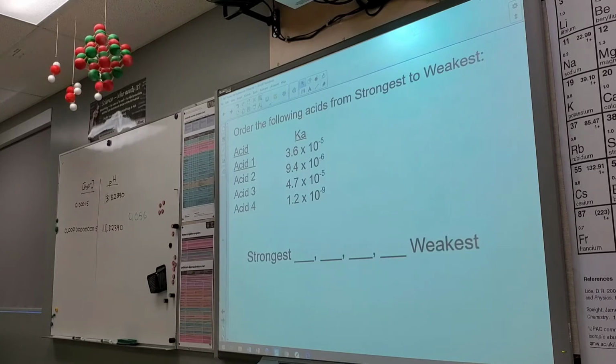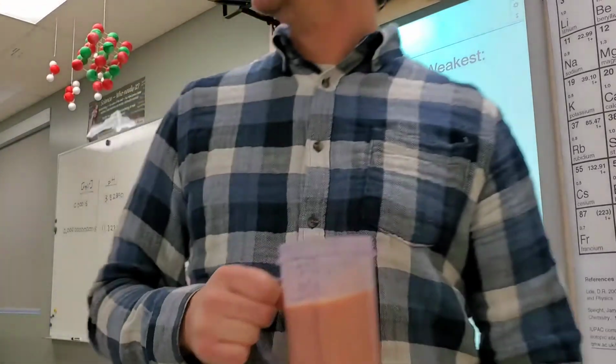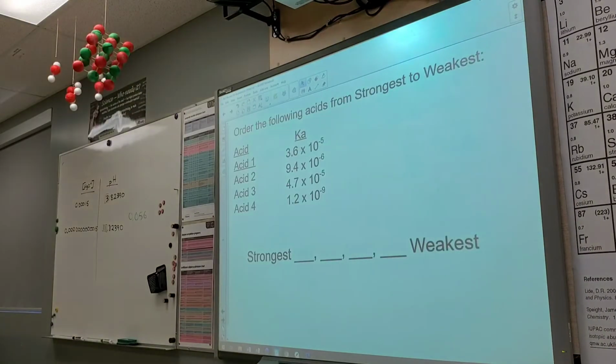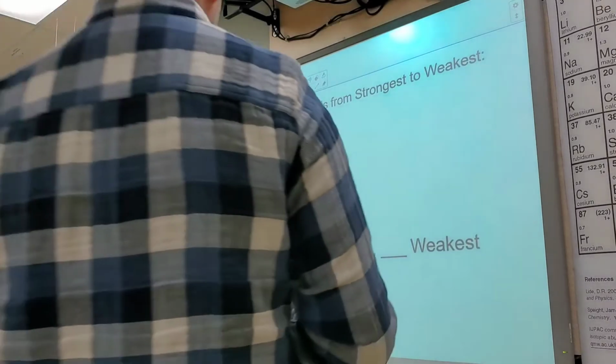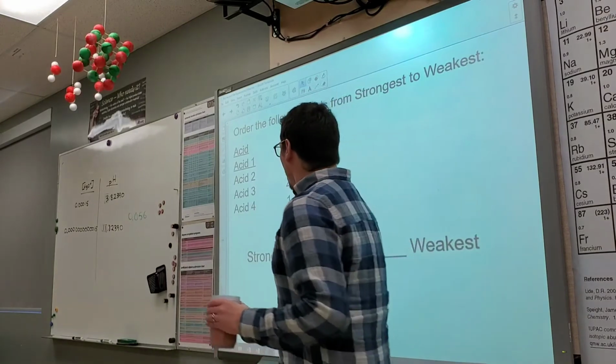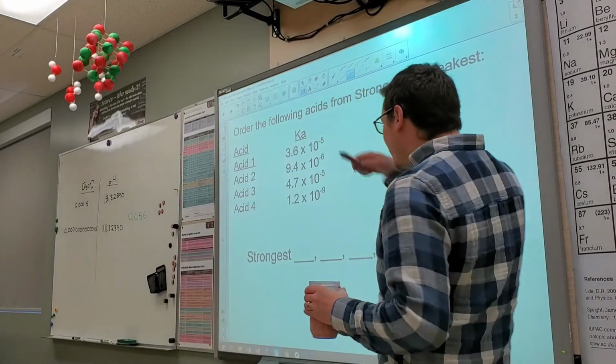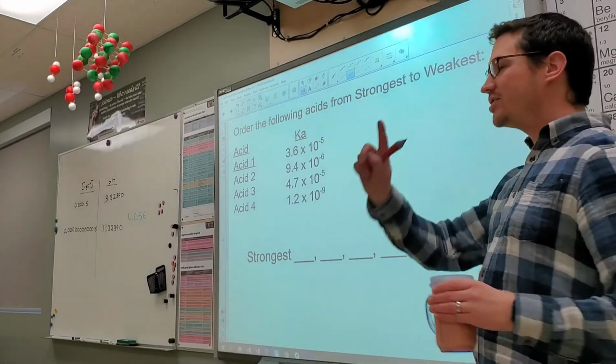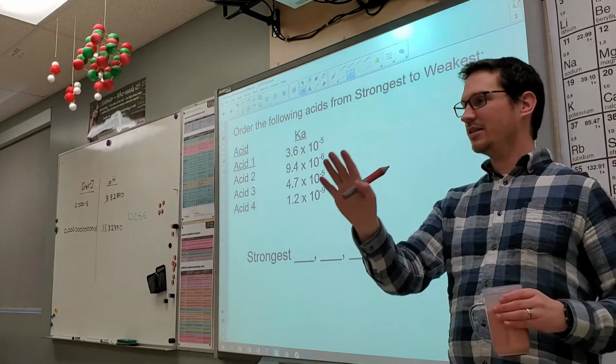This is more of a numeracy problem than it is anything else. I'm seeing some people make the same mistake that I expect them to make. Okay, which one of these has the largest Ka? Don't say anything.